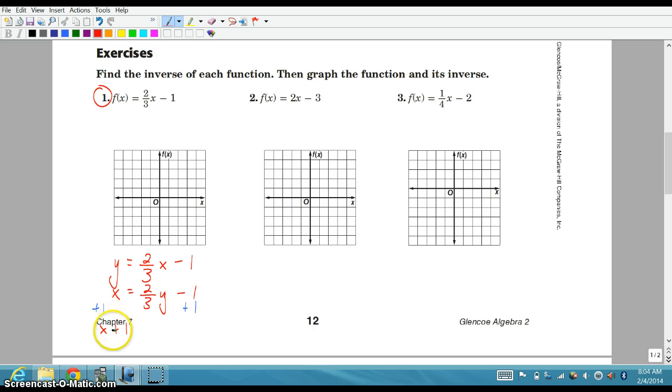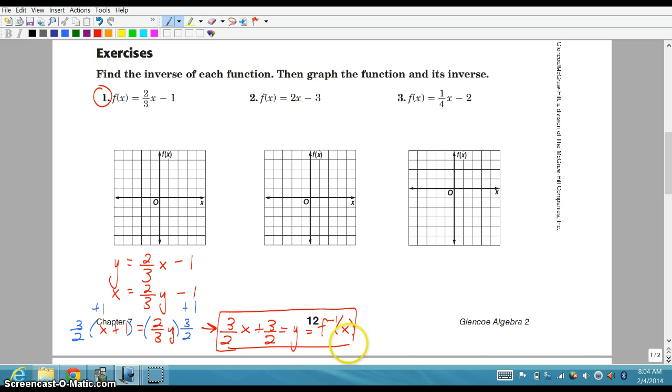So we've got x plus 1 equals 2/3 y. And then I want to get y by itself. So what I'll do here is actually multiply by the reciprocal of 2/3, in other words, 3/2. And that will then lead to, and I'll distribute the 3/2, so 3/2 x plus 3/2 equals y. And I'll write that just like the last problem, f inverse of x. So there's my inverse.